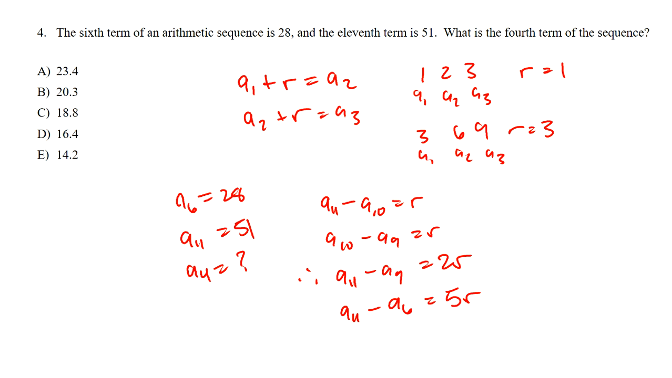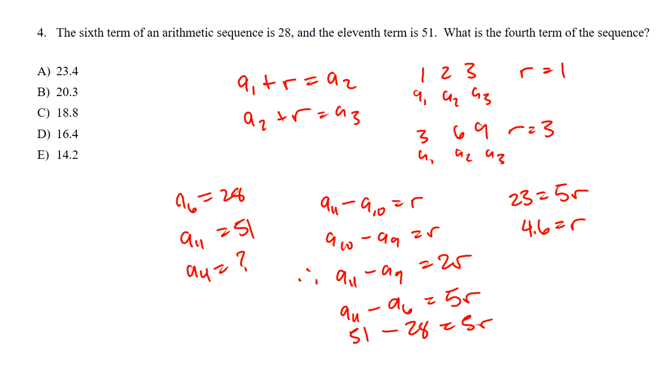All right, so we have a11, that's 51, minus a6, that's 28. We know that equals 5r. So let's just solve with some algebra here. And that gives us 23 equals 5r. Divide 23 by 5, and we're going to get 4.6 is equal to r. Okay, now we have our r.